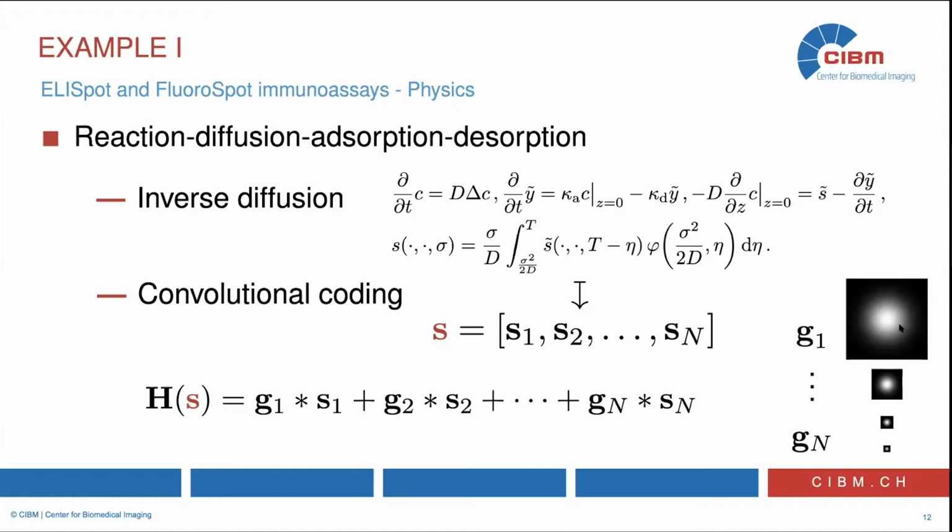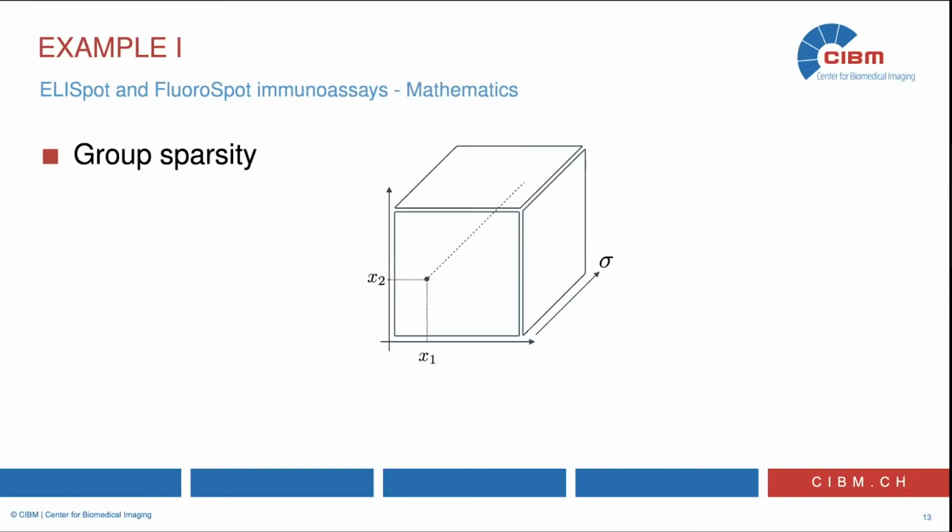And then, of course, as I was saying at the beginning, this is going to be an ill-posed inverse problem. And there are going to be many combinations of S1 to Sn that lead to the same image. And we need to somehow choose between those.